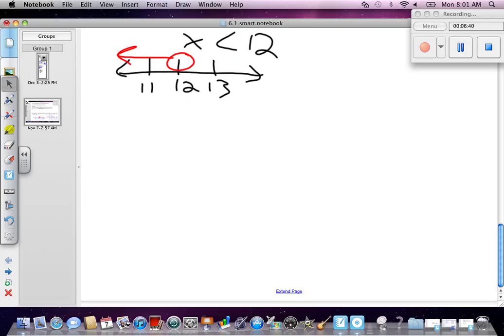Let's try one more. How about x plus 5 is greater than 3? Everybody write this down at the bottom. You got plenty of room at the bottom of that sheet. I want you to try to solve this one on your own. x plus 5 is greater than 3. How would you get x by itself, and then how would you graph it?